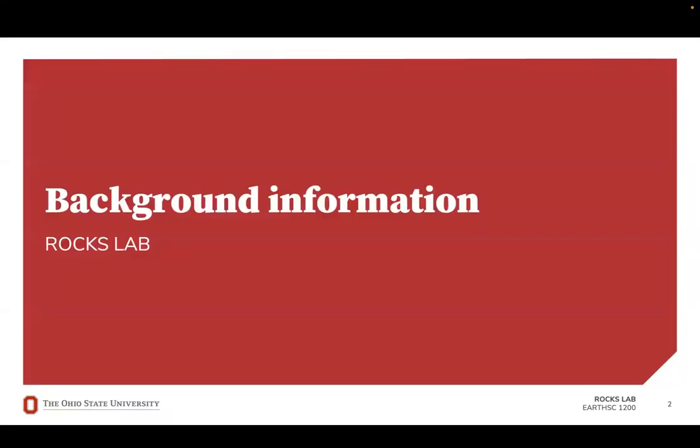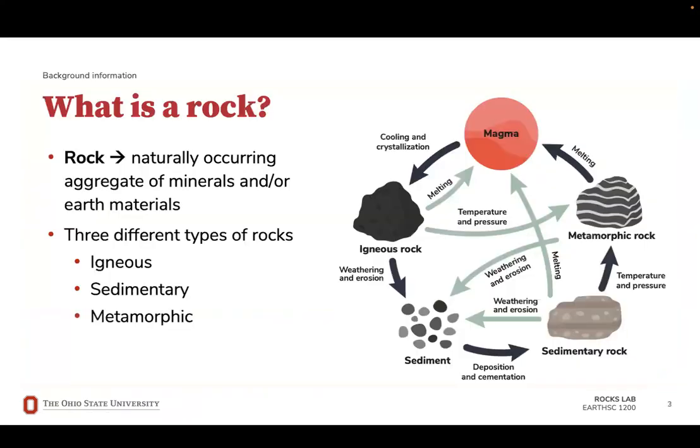First, we'll start with some background information to provide you context for this week's lab. Rocks are a naturally occurring aggregate made up of minerals and/or earth materials that make up the majority of Earth's surface. While the minerals we looked at previously had a definite chemical composition and specific crystal structure, rocks are more likely to have varying compositions as they are made up of multiple minerals in a range of combinations.